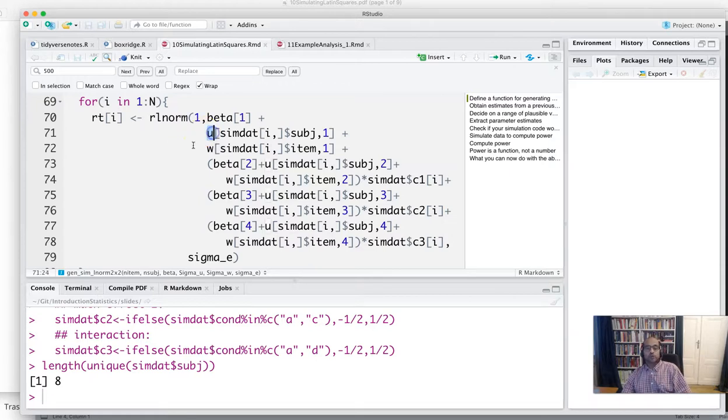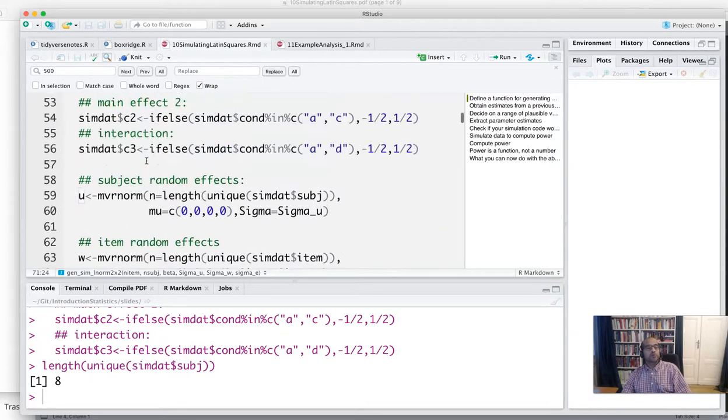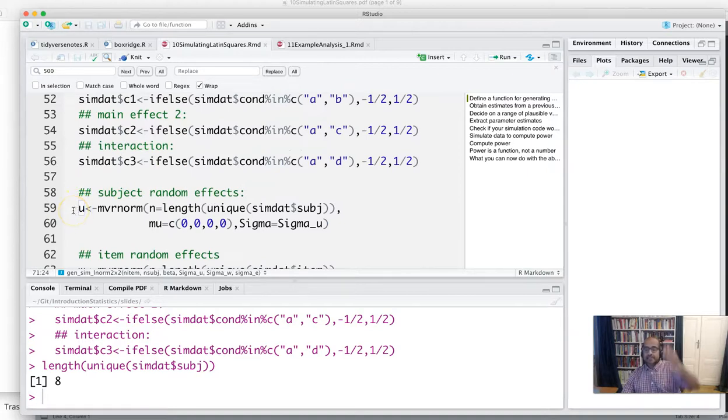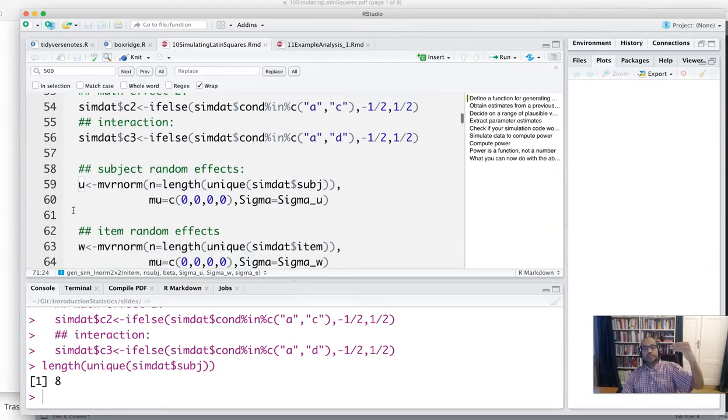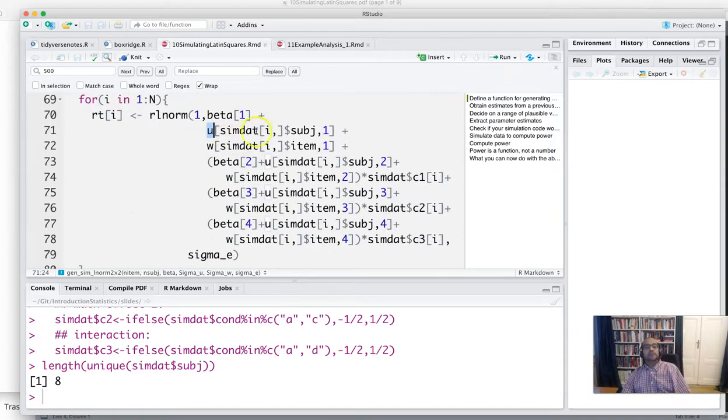So I will look up the U matrix. Remember what the U matrix is. The U matrix has as many rows as there are subjects and has 4 columns. Why 4 columns? Because there are 4 random effects. Okay, so I will look up the U matrix here, right?